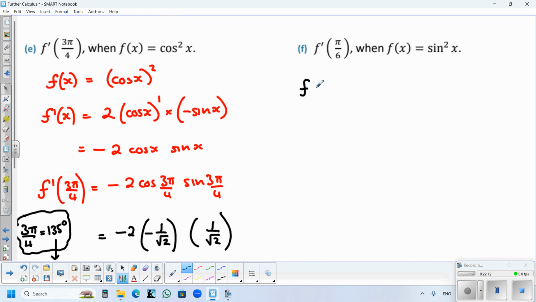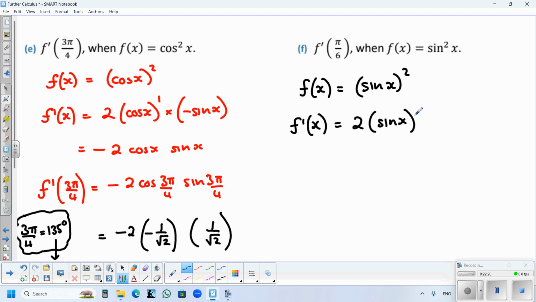Right, last one here, f(x) is sin squared x, so it's sin x to the power of 2. So when I take the derivative, same rules: multiply by the power, take 1 away from the power, and multiply by the derivative of your bracket, and the derivative of sin is cos. So that gives me 2 sin x times cos x. So that is equal to 2 sin pi over 6 times cos pi over 6.